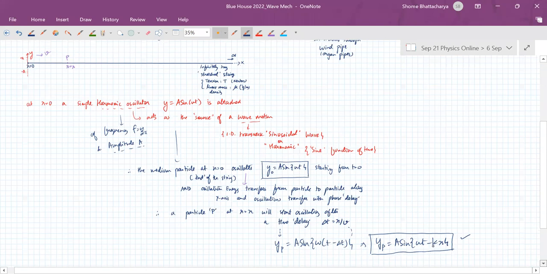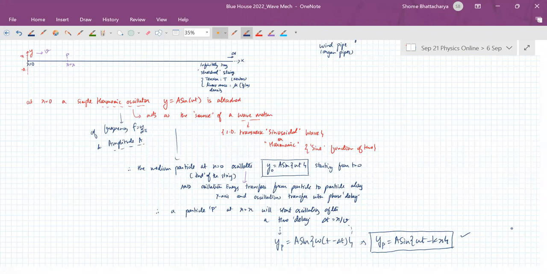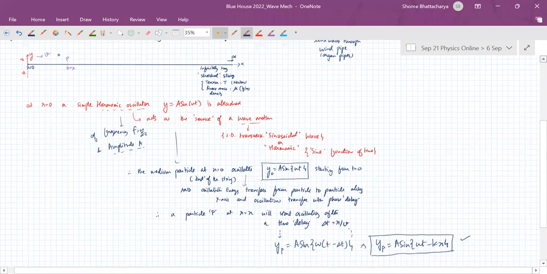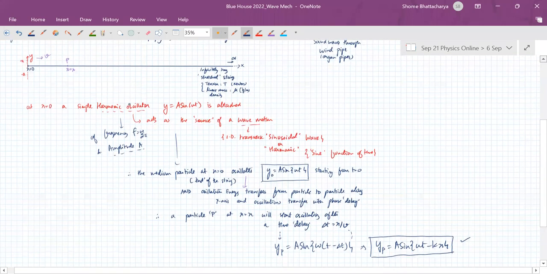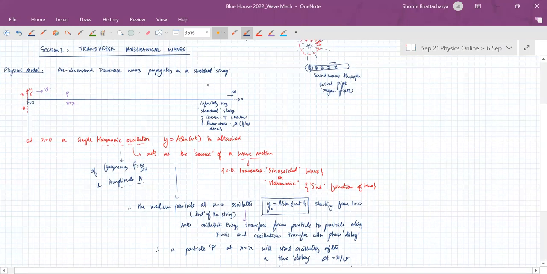Just write down up to here, then I'll explain how I converted this term t minus delta t into this term, omega t minus kx. Yes, whatever we are discussing now is under this heading above, section one, which is transverse mechanical waves. And under that section, we are discussing one-dimensional transverse waves propagating along a string.